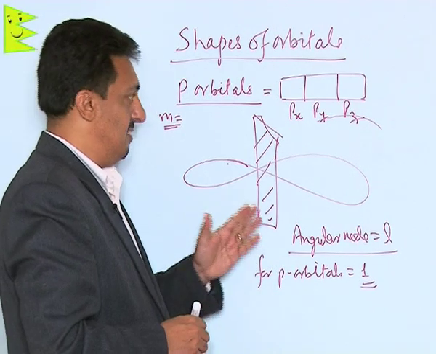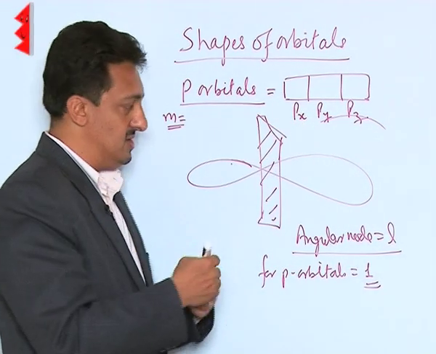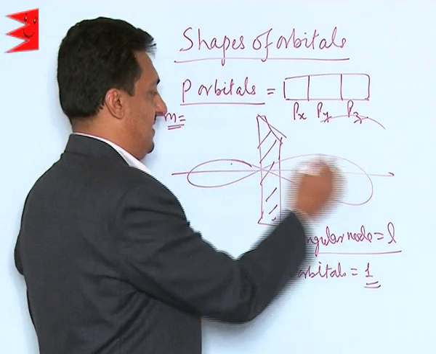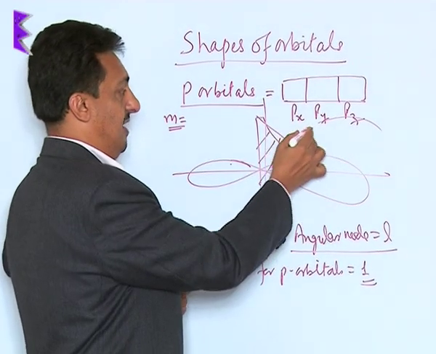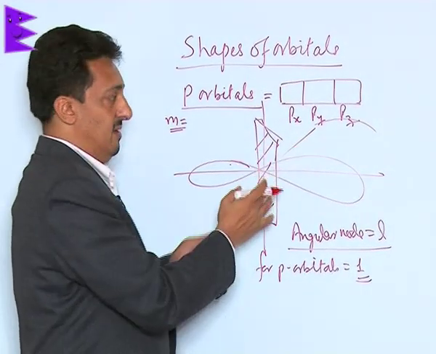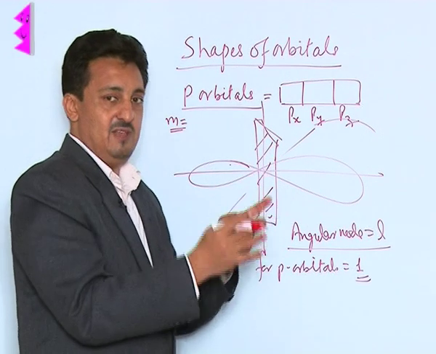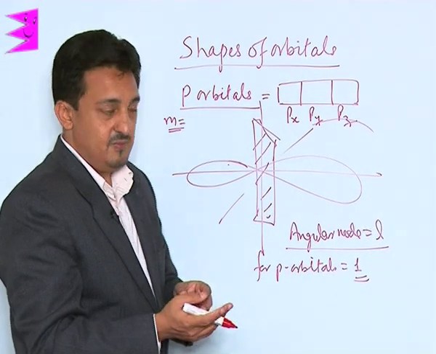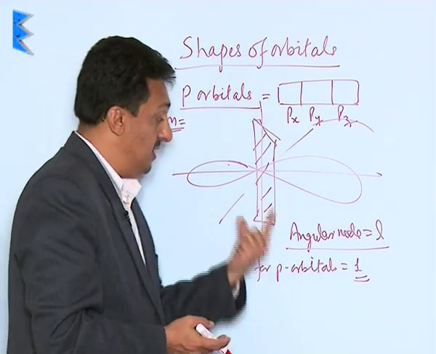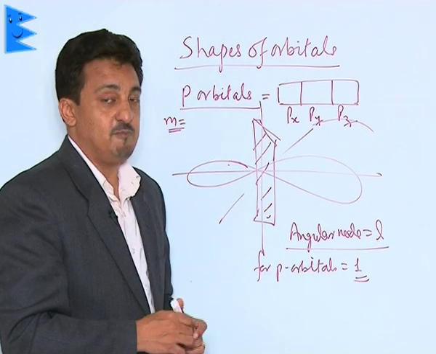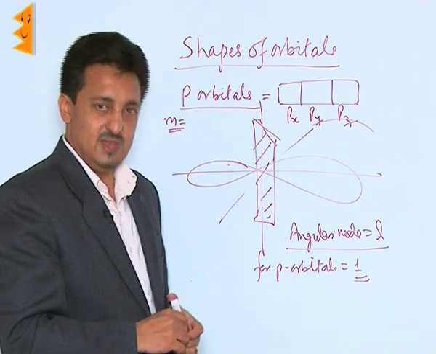And remember, for px it will be along what? If this is your p-axis, this is along the yz plane. For py it will be the zx plane, for pz it will be the xy plane. So this is how the angular node in the case of a p orbital is always 1.